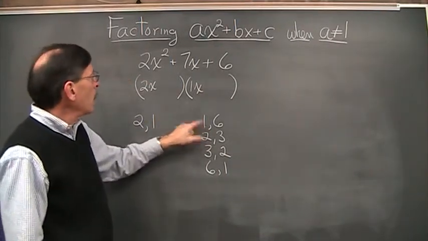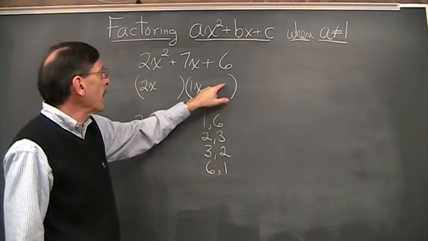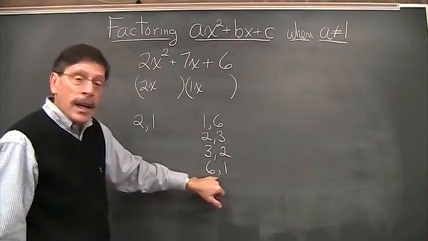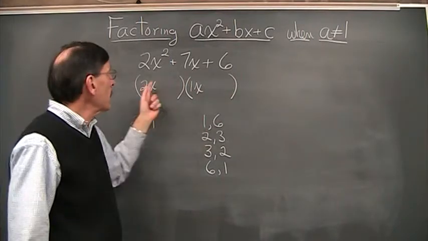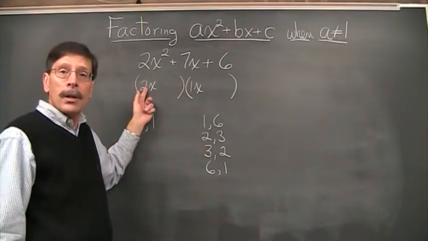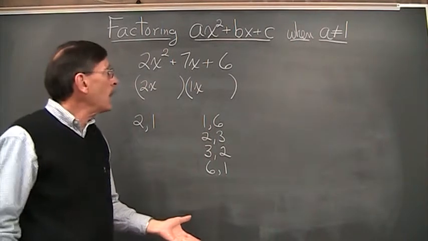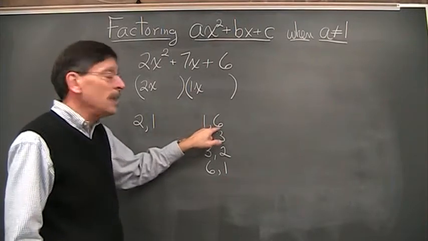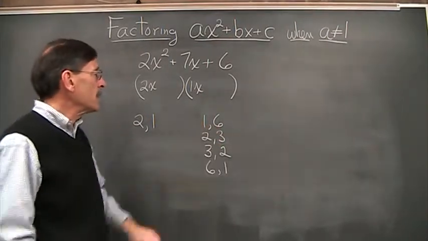And if I put a 1 here and a 6 here, when I get the outer product, 6 times 2x, I get 12x. When I check 6 and 1, if I put 6 here and 1 here, 1 times 2x for the outer term is 2x. So I'm going to end up with different results. Therefore, I have to test each pair in both orders. So let's start with 1 and 6.